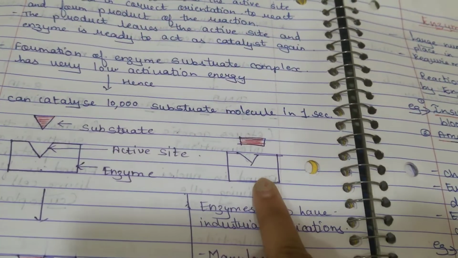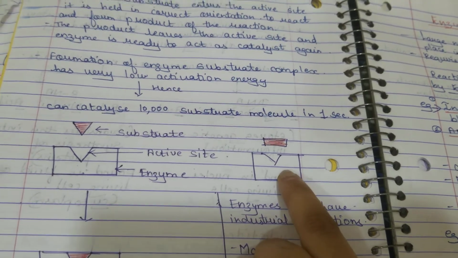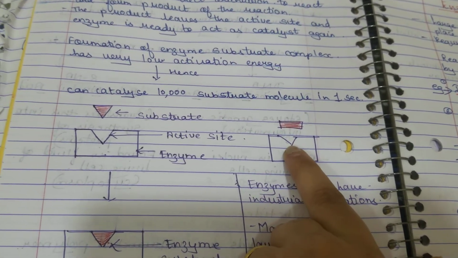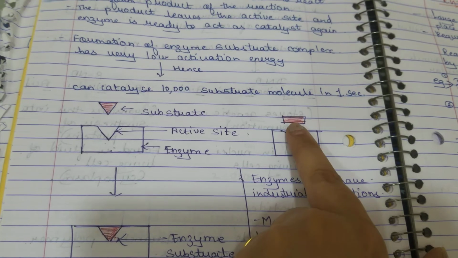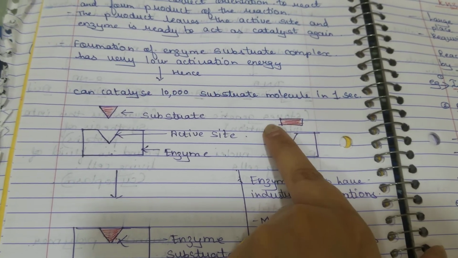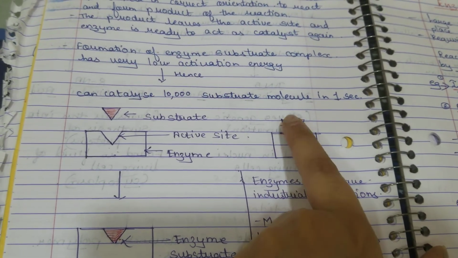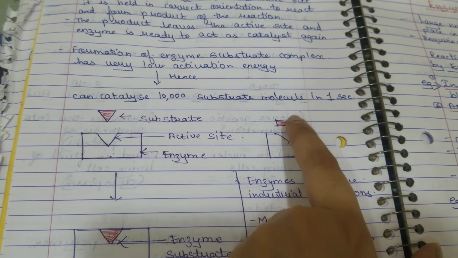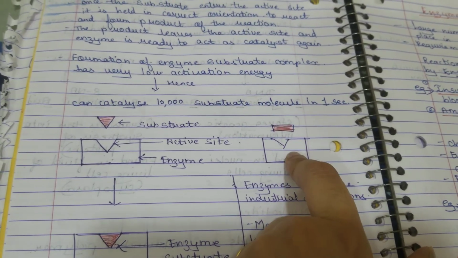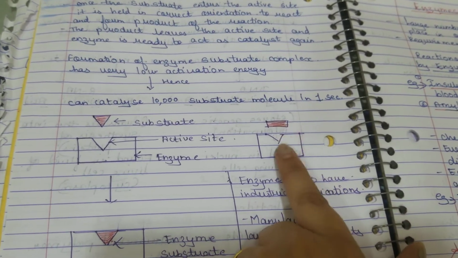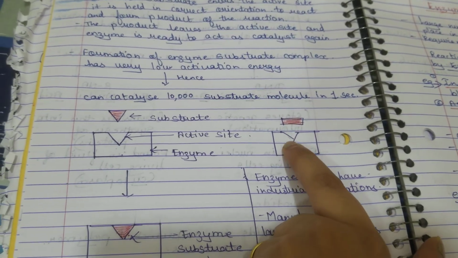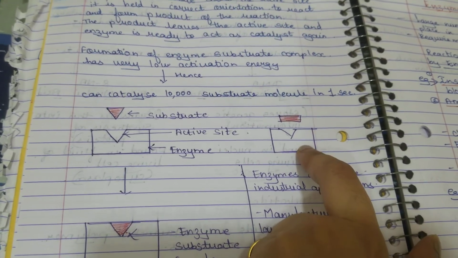Now this is one more example that I have shown here. You can see I have drawn an enzyme. Active site is V shape, but if you look at the size of the substrate, it is rectangular in shape. So this substrate is not going to fix in the active site and the reaction is not going to take place. So the shape of the active site and that of the substrate should be same.